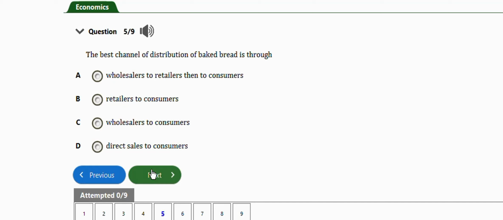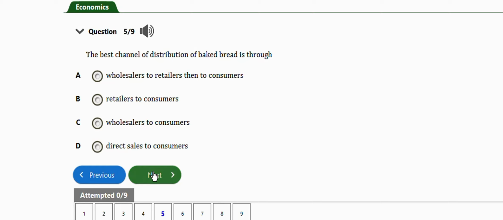The next question is this one. It says, the best channel of distribution of baked bread is through, we have wholesalers to retailers, then to consumers, retailers to consumers, wholesalers to consumers, direct sales to consumers. So guys, the right answer to this question is option B, which is retailers to consumers.